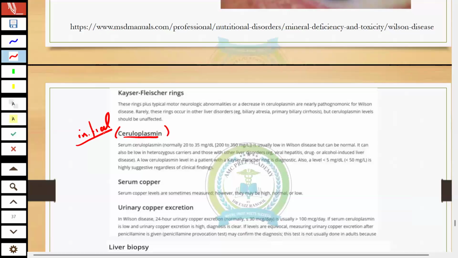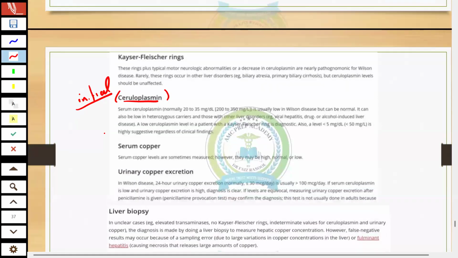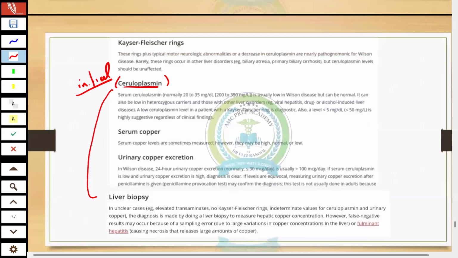If this is inconclusive, the best test after that to make the diagnosis as confirmatory is liver biopsy. Other tests like serum copper and urine copper excretion are not very reliable. So the initial one is what you just need to know, and liver biopsy is the gold standard.